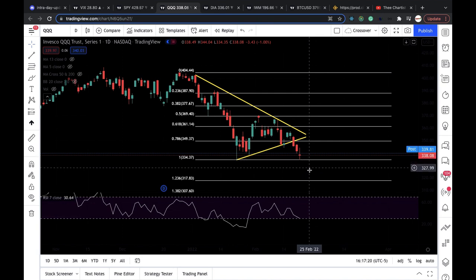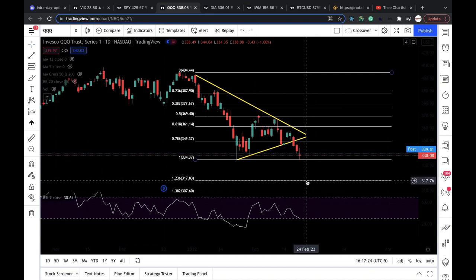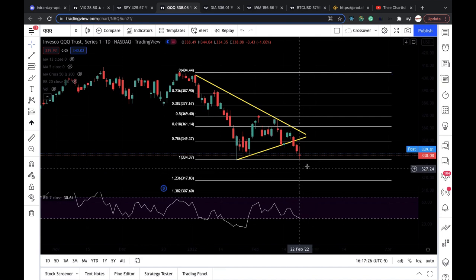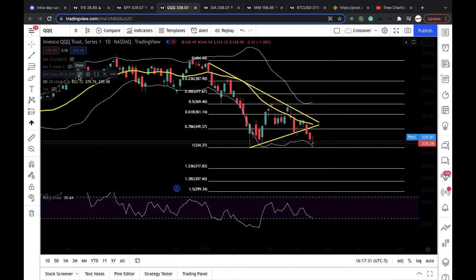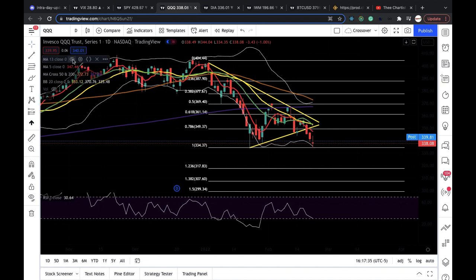If Triple Q loses that, we get a big move to the downside, possibly down to 317.8. All right, because I don't have much support. Let me see. Yeah, I don't have much support below 334.3. So that's a big move. That's a big window, big opportunity, guys. That's if we lose that support.